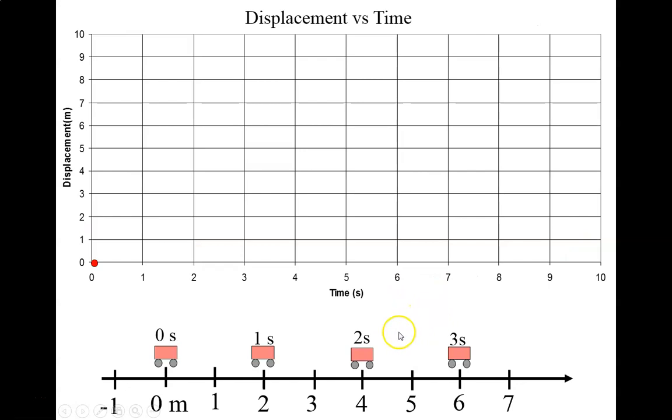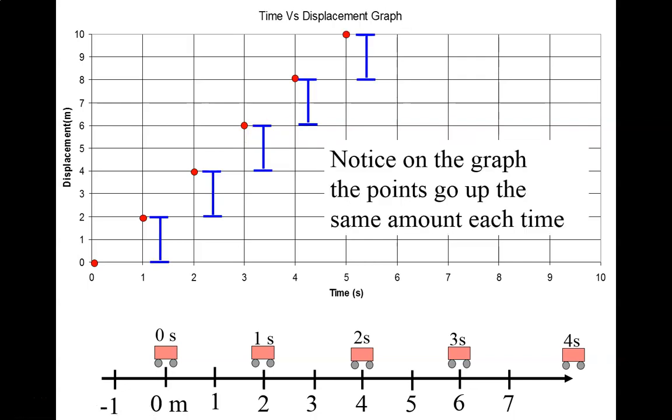velocity. If I were to graph that, after 1 second we were at 2 meters, and then after 2 seconds we were at 4 meters, and then after 3 seconds we were at 6 meters, etc. 4 seconds would be 8 if you just extend the pattern. Okay. So notice that each time a second passes, we go up 2 meters. That's because we're moving at a velocity of 2 meters per second. So the spacing is the same, just like on the picture graph.